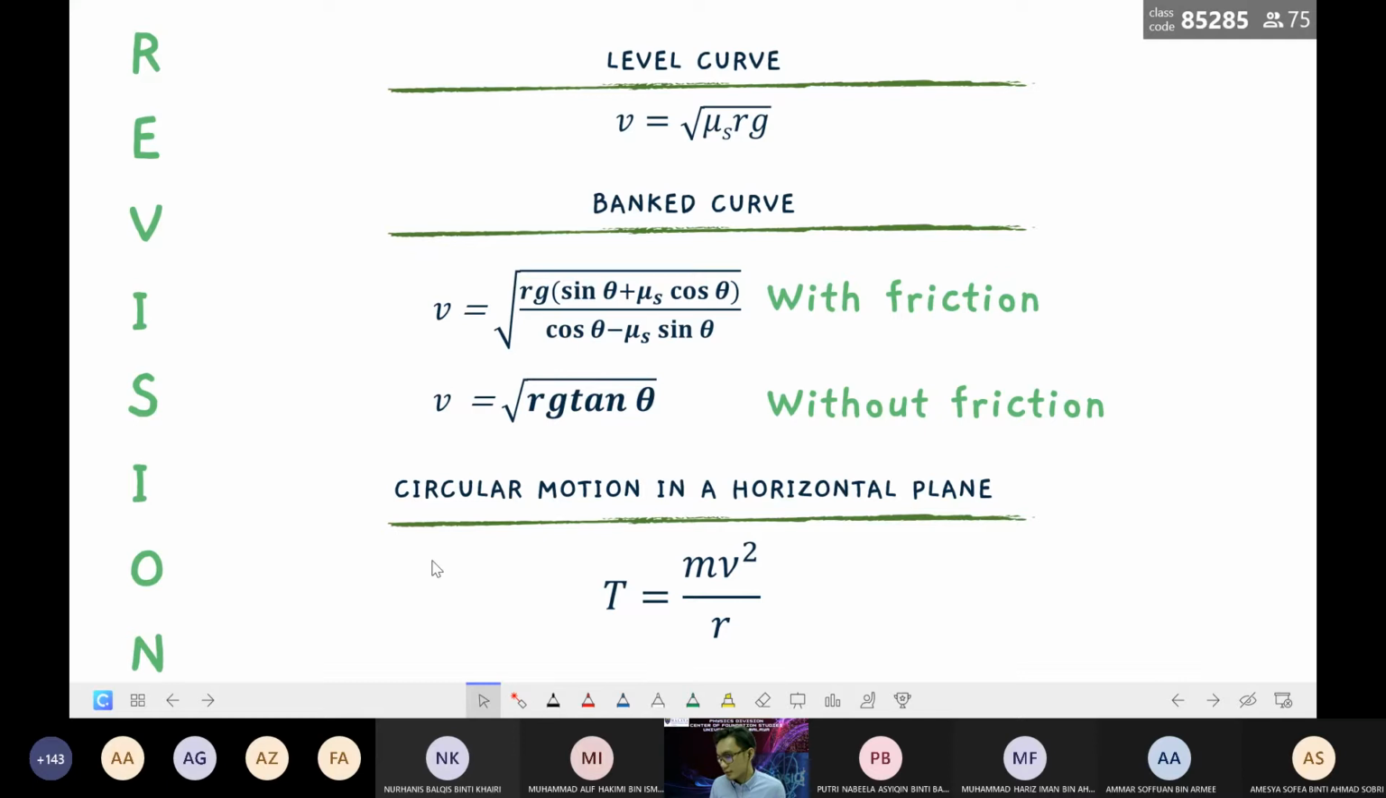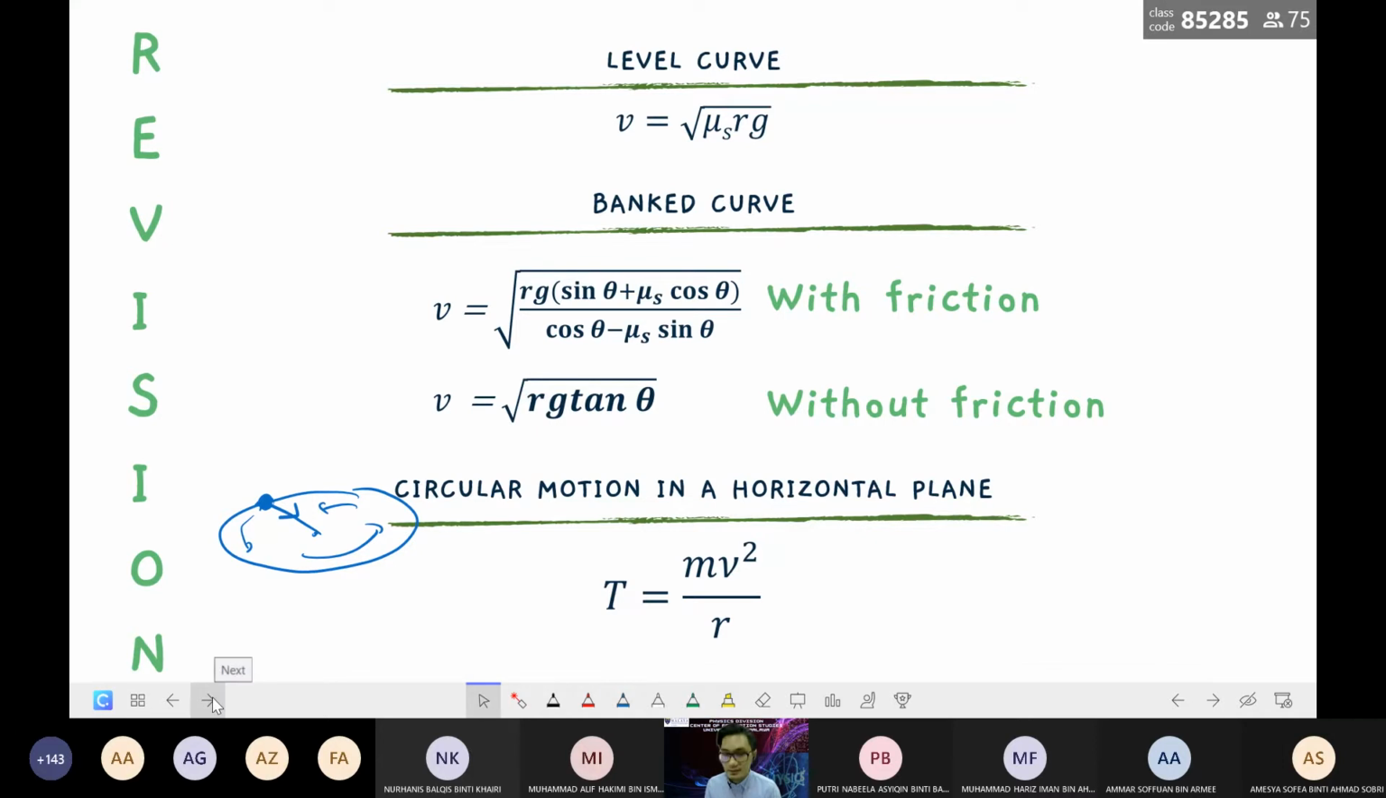Sebab level curve tu dia sangat rendah velocity dan dia senang untuk dia tergelincir keluar, dia skid away from the track. Okay, and then untuk circular motion yang in horizontal plane, yang part last week kita belajar is only a girl that play around with the rope dengan bola tu kan, macam ni. Okay, tapi dia horizontal, so dia bergerak ke arah ini. So the one that provide the centripetal force is only a tension, and tension directed towards the center, and it is equal to our centripetal force, and centripetal force is equal to mv square divided by the radius.